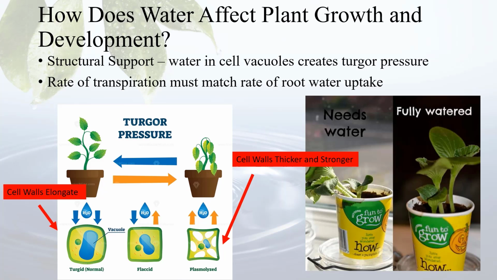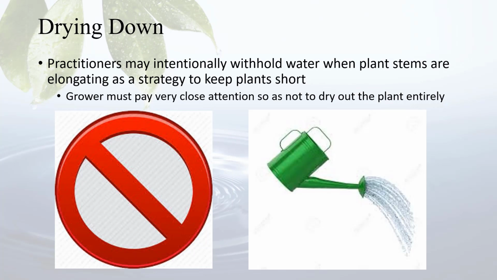So they become thicker and stronger. Now, we could alter some of this process by doing this thing called drying down, where we may intentionally withhold water from plants, especially as those plant stems are elongating, as a strategy to keep them short. But you have to make sure that you are not drying out your plant entirely, leading to plant death, right?